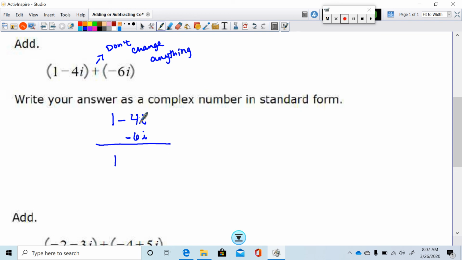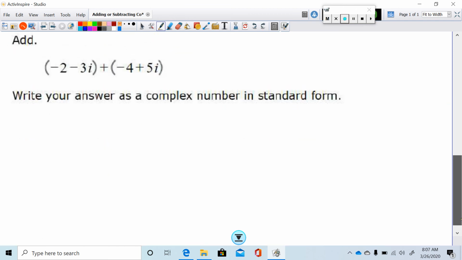A -4 and then another -6 is a total of 10 negatives. And then you have your i's. You're just totaling up how many i's you have there. So 1 minus 10i is the answer.